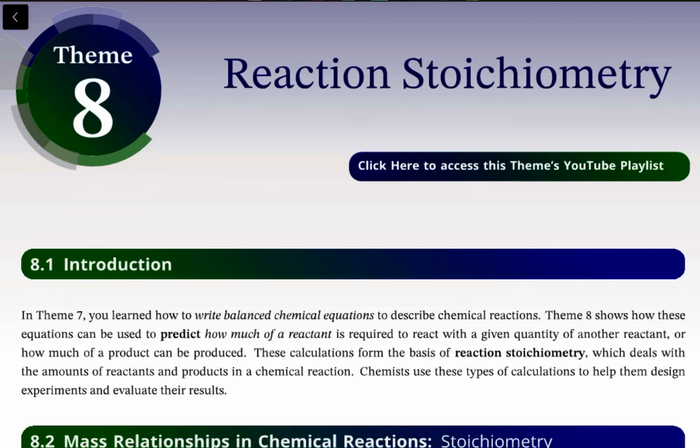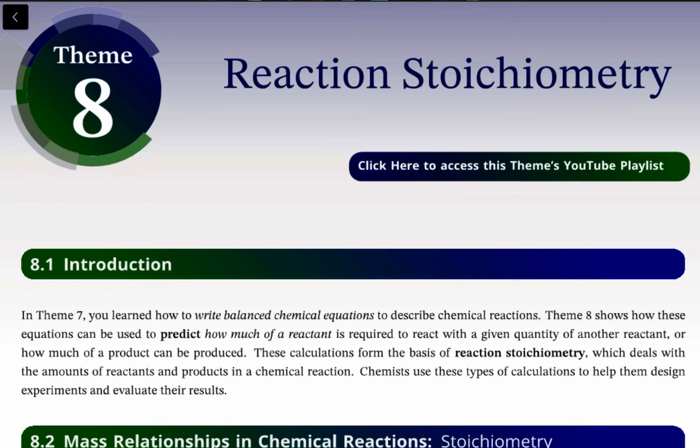So let's look at some reaction stoichiometry. Let's remind ourselves firstly of what we covered in the previous theme. In the previous theme, we looked at writing and balancing chemical equations. In other words, we know how to balance chemical equations, how to write them, how to predict products, and go from there.